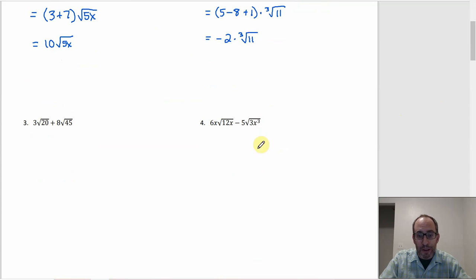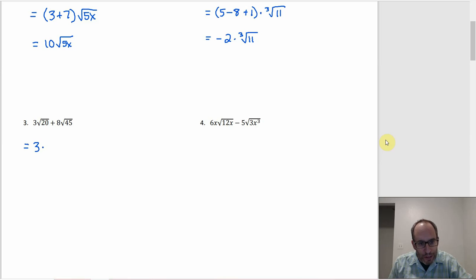All right, 3 and 4, we're going to do the same kind of thing, except we have to simplify the roots first this time. Before, the roots were ready to go, right? Square root of 5x, cube root of 11, there's nothing you can do to break them down any further. But with something like number 3, there are things that you can do to break those down a little bit, because 20 is divisible by a perfect square, 4, and 45 is divisible by 9. All right, so let's break these down as far as we can.